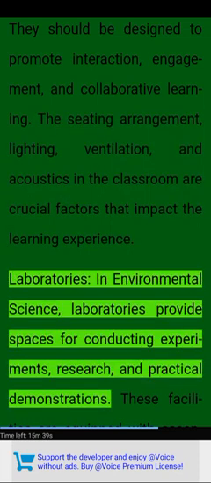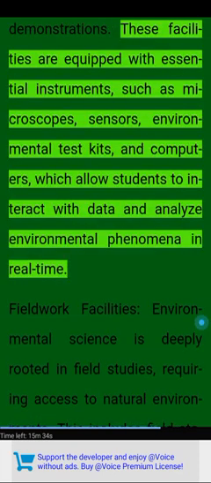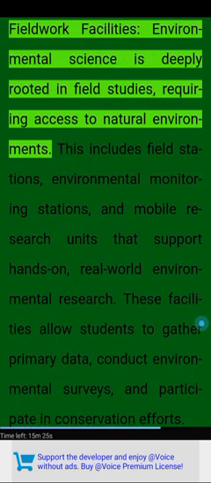Laboratories. In environmental science, laboratories provide spaces for conducting experiments, research, and practical demonstrations. These facilities are equipped with essential instruments, such as microscopes, sensors, environmental test kits, and computers, which allow students to interact with data and analyze environmental phenomena in real time.